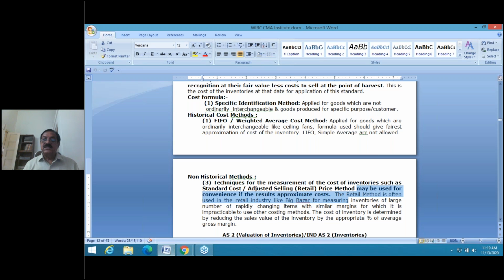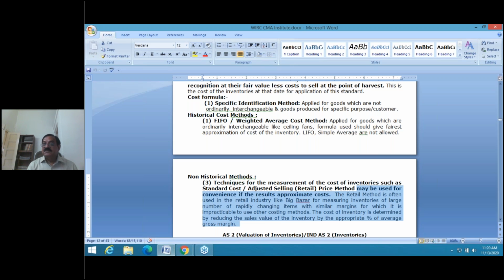Now, what is the adjusted selling price method? It is for measuring inventories of a large number of rapidly changing items. Obviously, for Big Bazaar, the items which they store are large in number and rapidly changing. Every day, a lot of turnover is there. But their margin is more or less similar, 10%, 15% margin on retail price. They are selling the goods. So for which it is impractical to use other costing methods, the cost of inventory is determined by reducing the sales value of the inventory by the appropriate percentage of average gross margin.